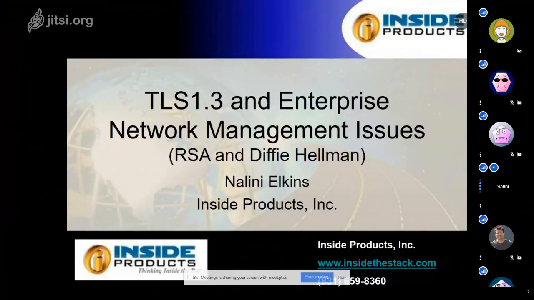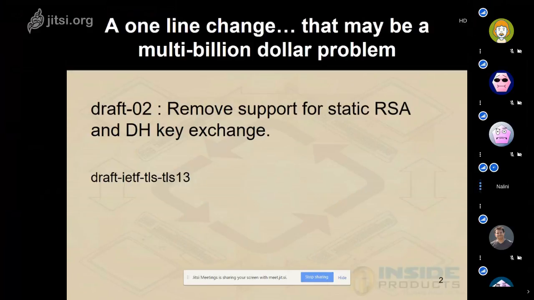Okay. So I'm going to talk about TLS 1.3 and enterprise network management. This is one of the biggest issues at the IETF currently. What the problem really is, it's actually a one-line change that may be responsible for a multi-billion-dollar problem for the enterprise world. And what is that one line? It's out of the TLS 1.3 draft, and it came about very, very early.